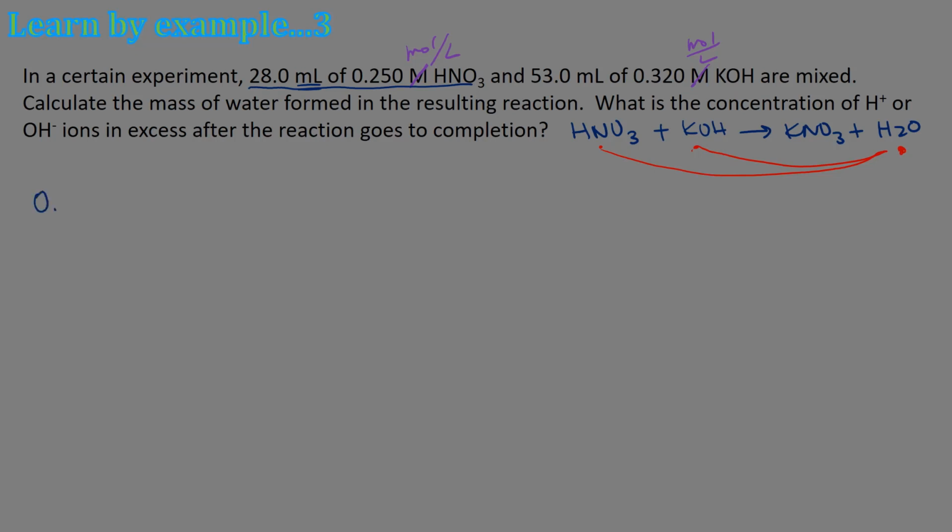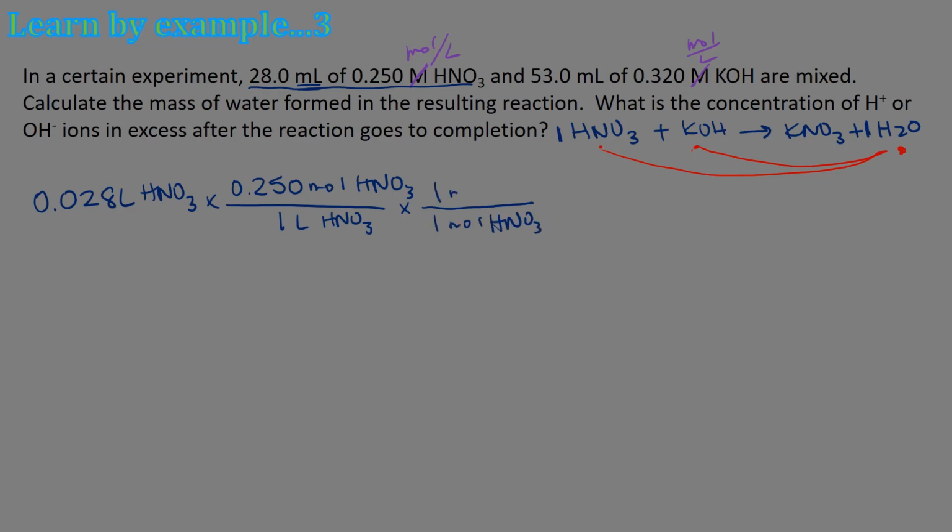So I've got 0.028 liters of the nitric acid solution, and that's for 0.250 moles of nitric acid per liter of the nitric acid solution. And now I can use my mole-to-mole ratio, and it's going to be one of these for every one of the waters that's formed. 1 mole of HNO3 for 1 mole of water. And then I'm going to use the molar mass of water, 18 grams of water for every mole of water formed.